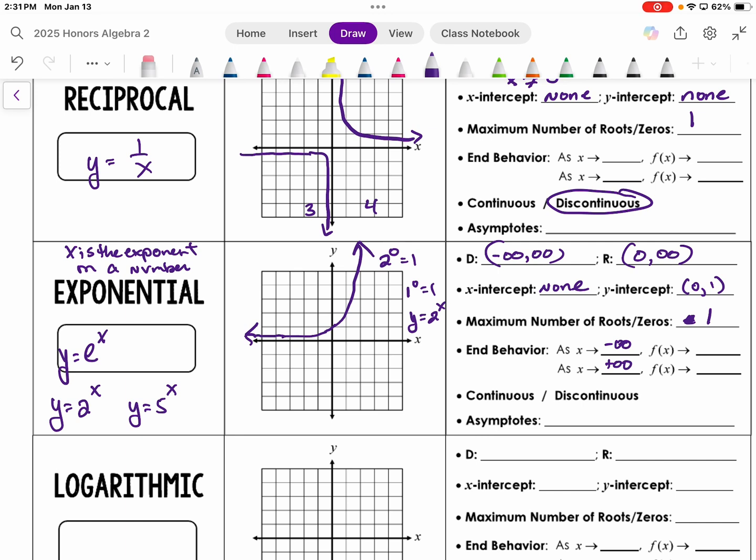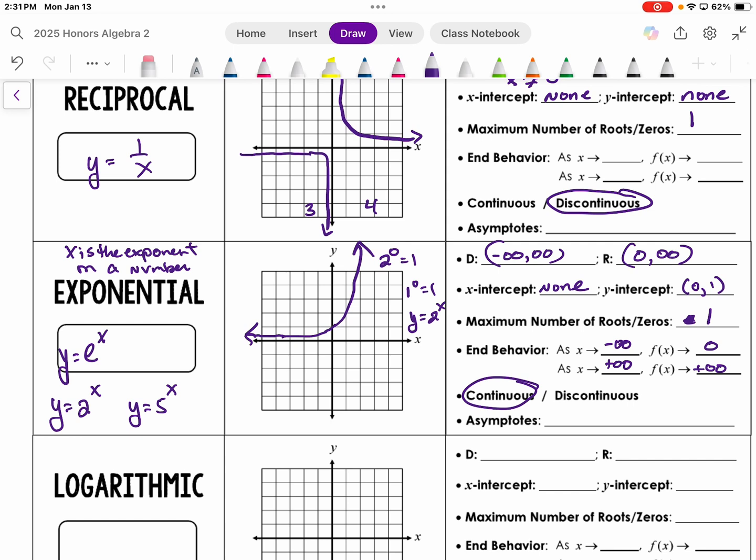Far left, I'm getting closer to 0. Far right, I'm going up to positive infinity. It is continuous. Ooh, I forgot to talk about asymptotes. All right, so asymptotes. Anybody know what an asymptote is, out of curiosity? Asymptotes are an invisible line that our graph has to skip over because maybe it makes us divide by 0. So it's like a boundary line where it's like, oh, I got to skip over this one.